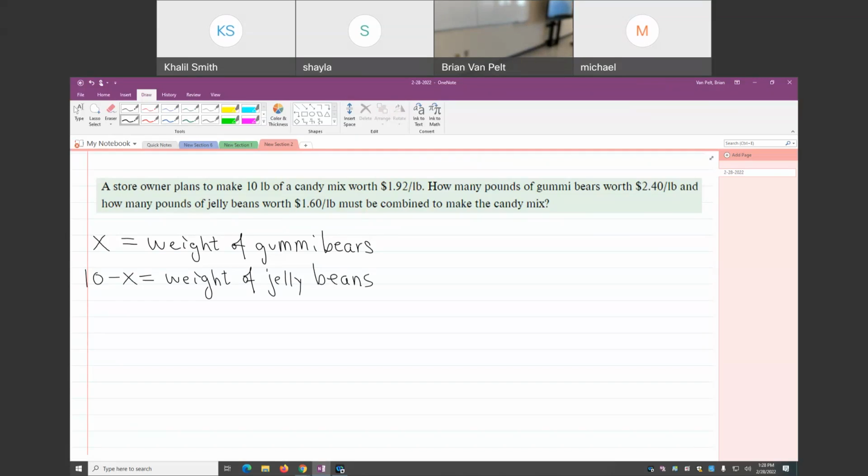So everything in this section is like this. Everything is a P times R, some number times a rate. So I'm gonna take X, what's the rate for the gummy bears? The gummy bears are $2.40 a pound. So there's the amount and this is the rate. Because it says 2.40 per pound. And then the weight of the rest of it, jelly beans.